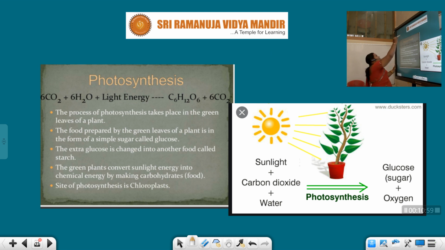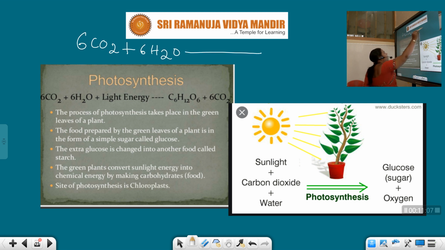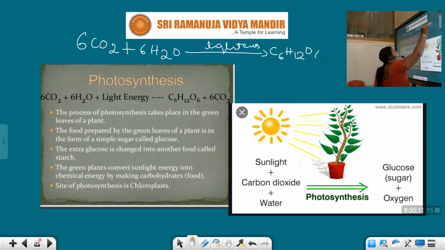So I'm writing on the board. 6CO2 plus, very important, water, and it requires light energy, and as a result we'll get glucose. This is the molecular formula of glucose, children, and this is the photosynthetic reaction. The glucose C6H12O6 is the molecular formula of glucose.